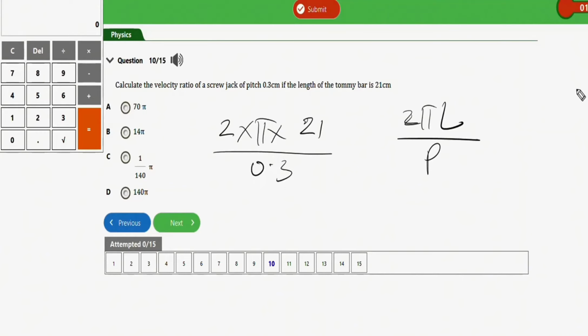So let's punch this into the calculator we have. This will give us 2 times 21, divided by 0.3. So we have the output to be what? 140. So 140 times π gives us 140π. So the correct option is option D. That's it for this question. Let's wipe this now and solve the next repeated question.